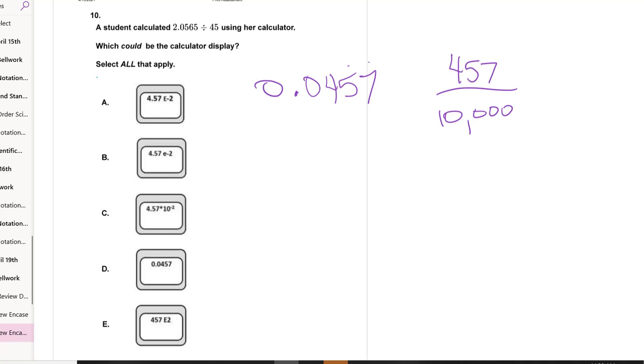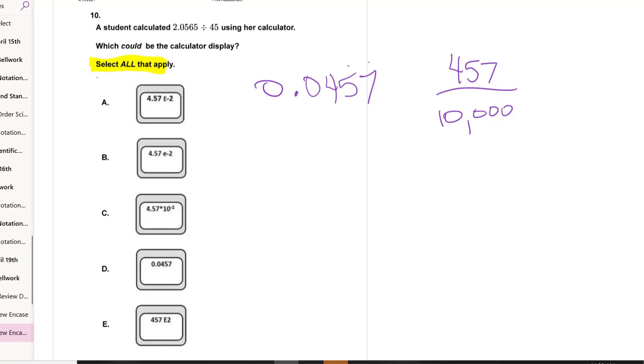Okay, so now we got to pick, and it says select all that apply what could be on the display for the calculator. So I know that you see that D is equal to that, what we have there. E is not equal to it. C is. So we've got C and D, and there's one more.